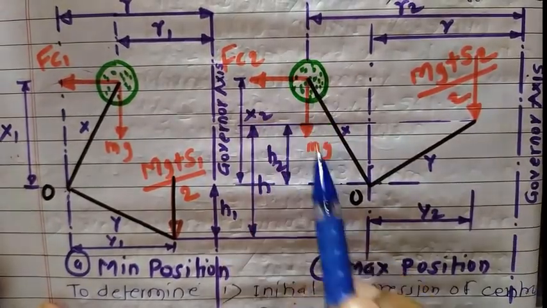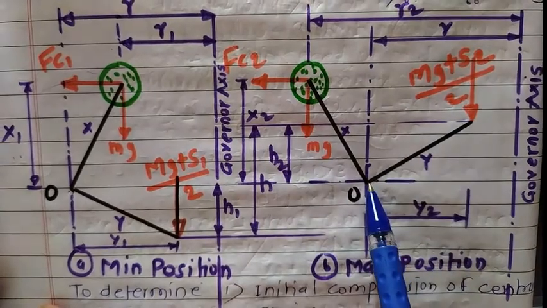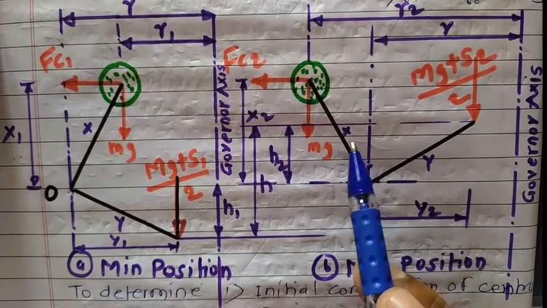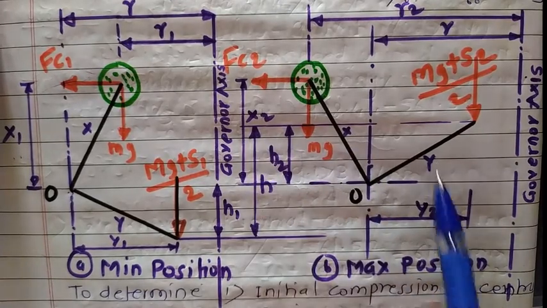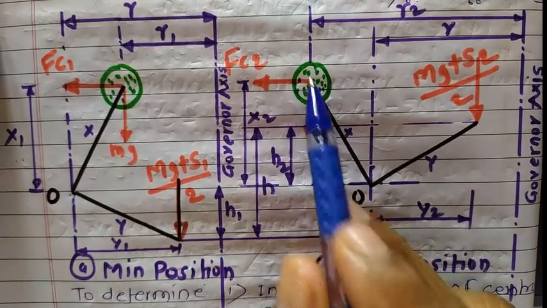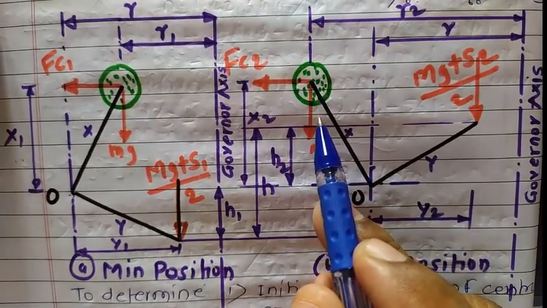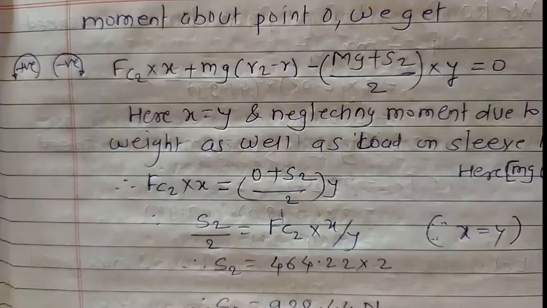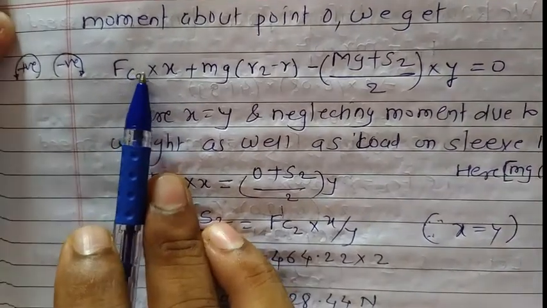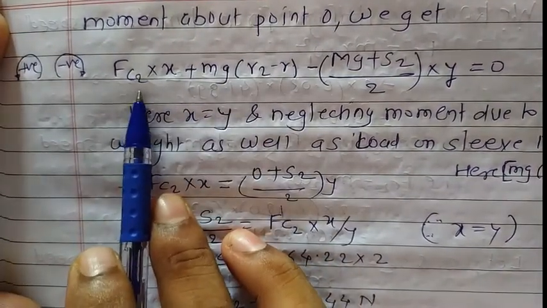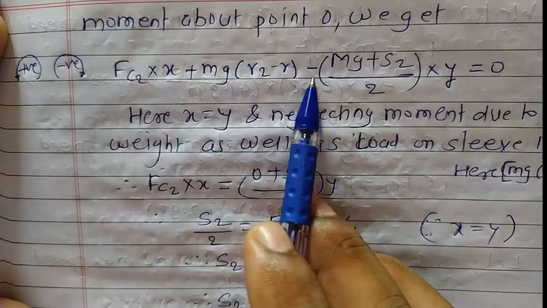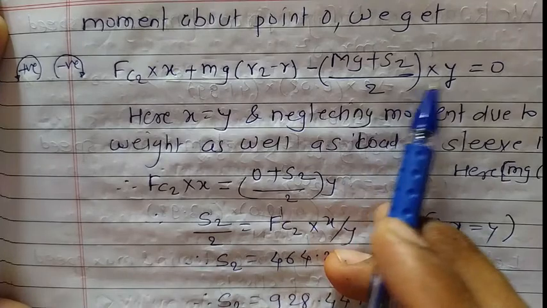Similarly, we consider the maximum position like this, and if you take the moment of all the forces, this force, this force, this force, about this point, in this case also you have to neglect the obliquity effect, which means here we'll consider x equals x2, y equals y2, and moment because of the weight of the ball should be neglected. So see the equation. In this way I can get the relation by taking the moment of all the forces about point O: FC2 multiplied by x plus mg into r2 minus r minus mg plus s2 divided by 2 multiplied by y.